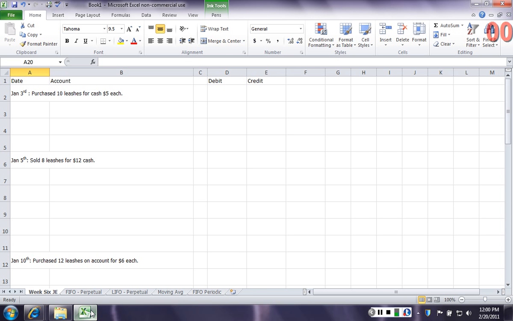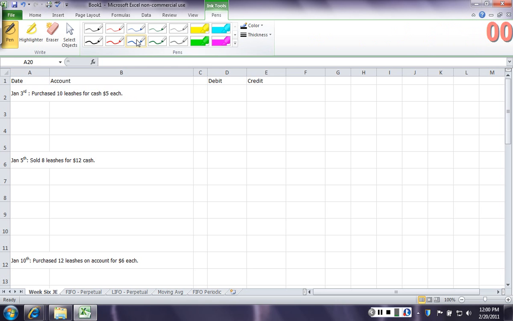On the first entry, you purchased 10 leashes for cash at $5. So the first thing that you need to do is record that purchase. On January 3rd, you're going to debit inventory, and you paid cash, so you're going to credit cash. That's 10 leashes at $5 each, or a total of $50. So you're going to debit inventory for $50 and credit cash for $50.